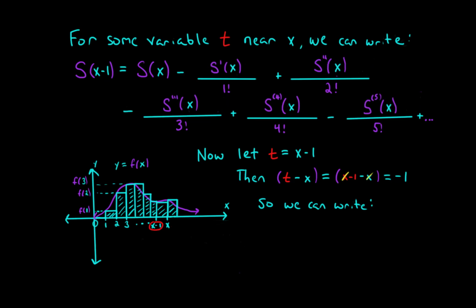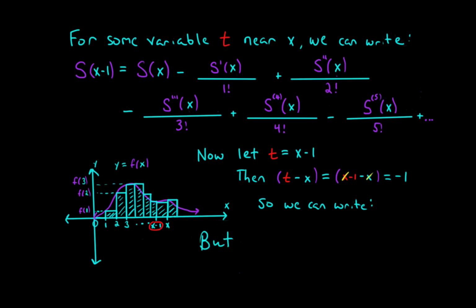And now I can simplify further because negative 1 to an even power just equals positive 1, and negative 1 to an odd power just equals negative 1. So I can rewrite this formula as s of x minus 1 equals s of x minus s prime of x over 1 factorial plus s double prime of x over 2 factorial minus s triple prime of x over 3 factorial plus the fourth derivative of s evaluated at x over 4 factorial, and so on.